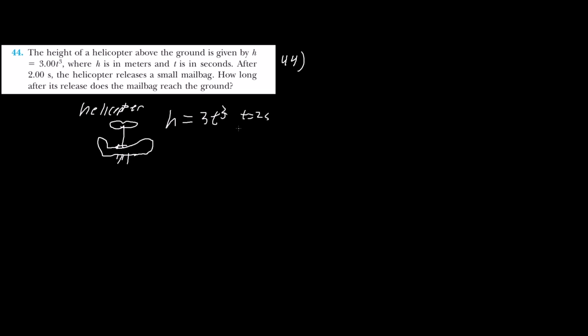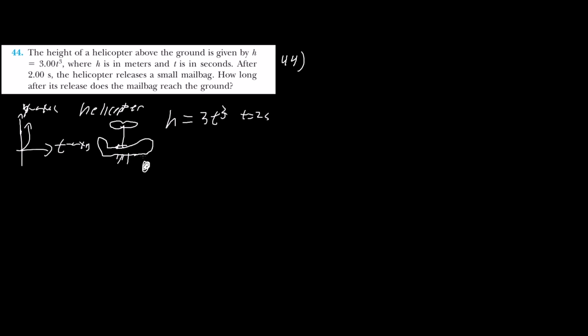But before we do that, let's visualize this. What's going on? The helicopter is going to have some initial height after 2 seconds. So it's going to be this cubic shaped thing. This is going to be the t-axis, and this is going to be the h-axis or the y-axis, and that's going to look like that. So it's going to fly really high up there, and after 2 seconds, it releases the bag.